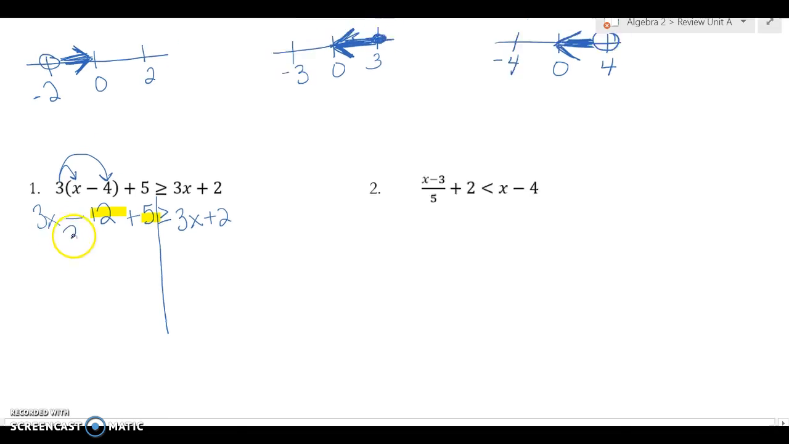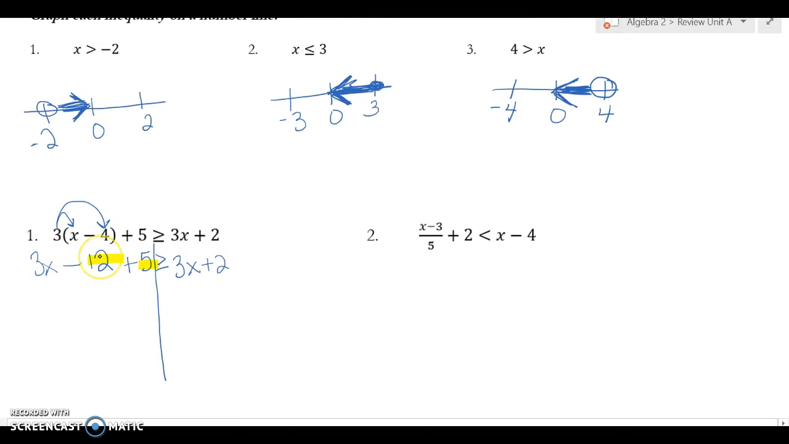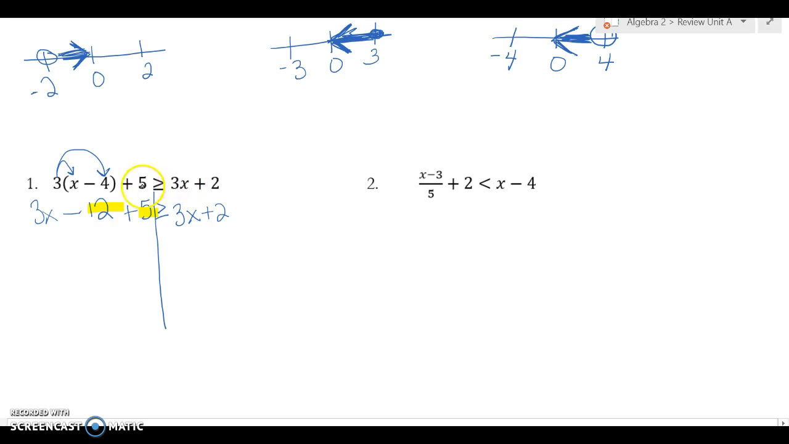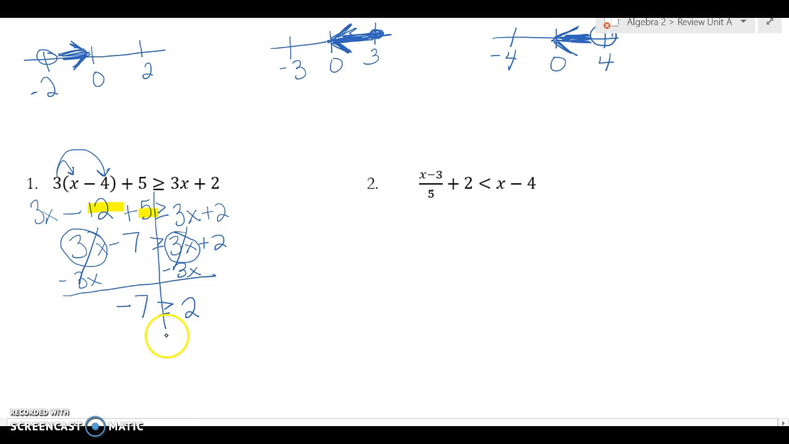And so now I have 3x minus 7 is greater than or equal to 3x plus 2. Now I'm hoping that you recognize that there's a 3x on both sides. When you have the same thing on both sides, what's going to happen is you're going to subtract and they're going to cross off. So you're going to have -7 is greater than or equal to 2. So now you have to decide, is that true or false? Well, -7 is not greater than 2, so this is a no solution.